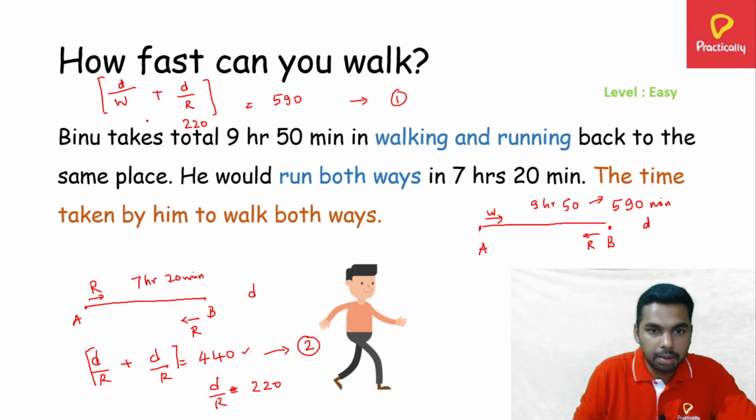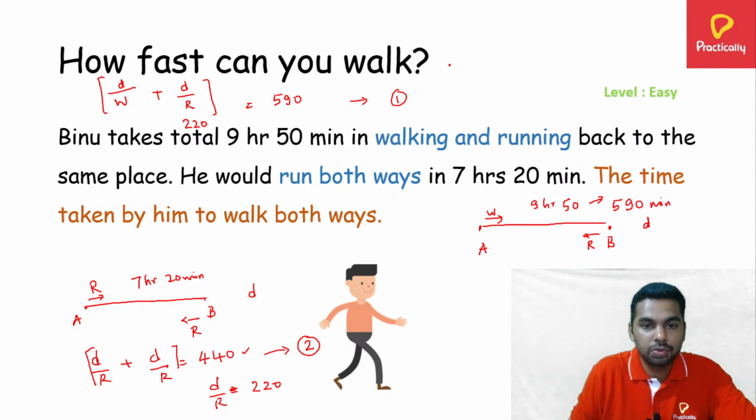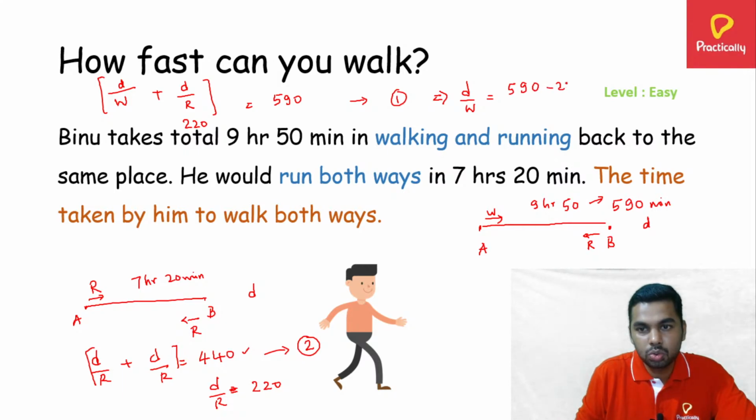Now, D by W will be 590 minus 220. Now here you have to learn a little bit of subtraction. So we know D by R is 220. So D by W is nothing but 590 minus 220. Now this is going to be how much? 70, because 220 plus 70 is 290, and there is a 300 also you have to add to get 590. So 370 is the time to walk in one direction.